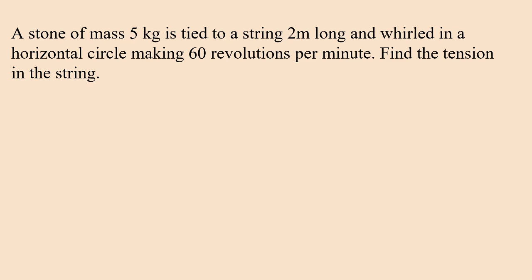Dear students, let us do some problems in the rotational motion. The first one. A stone of mass 5 kg is tied to a string 2 meter long and hurled in a horizontal circle making 60 revolutions per minute. Find the tension in the string. You can read once more.